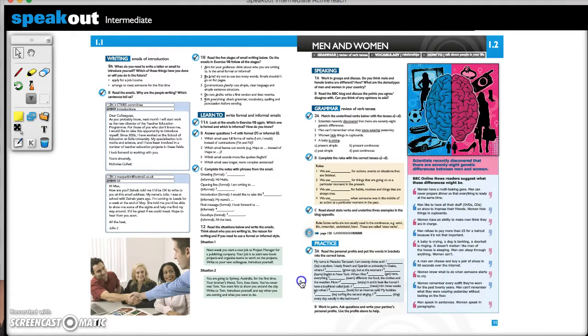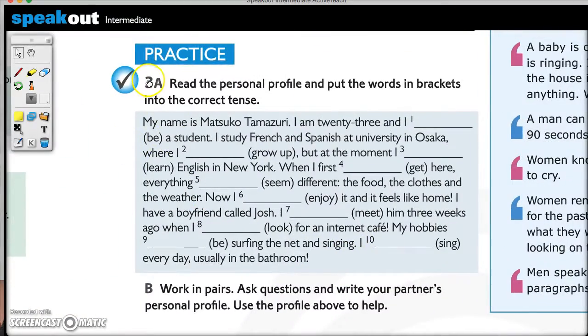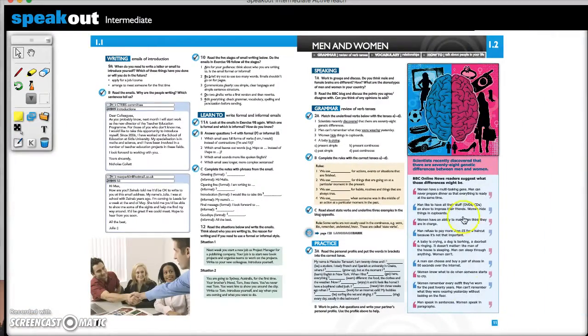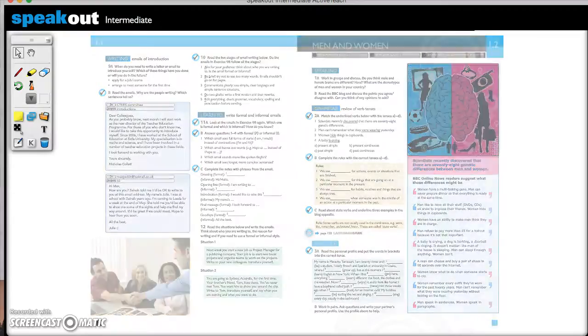Then you'll have to get back to page 11, and there in exercise 3A you have more practice of the tenses. So you have to again read a personal profile. This is the text, the personal profile of someone, and put the words in brackets, so those are verbs in the correct tense. So basically the same kind of activity you just did. This one is something that we may have to do in class.